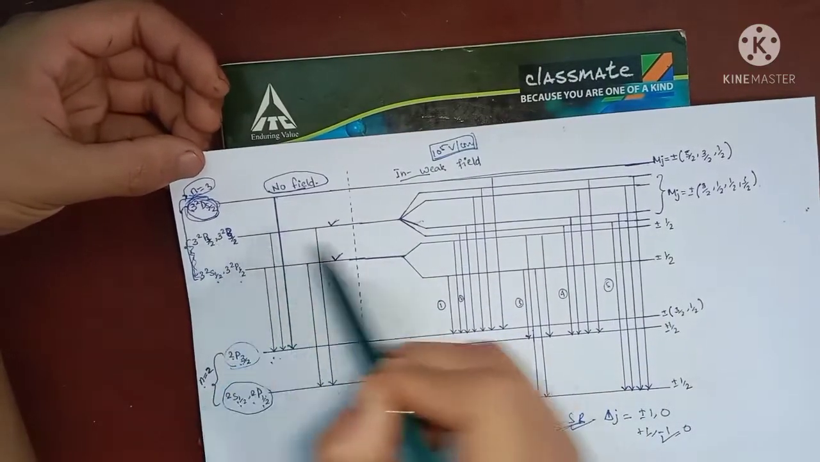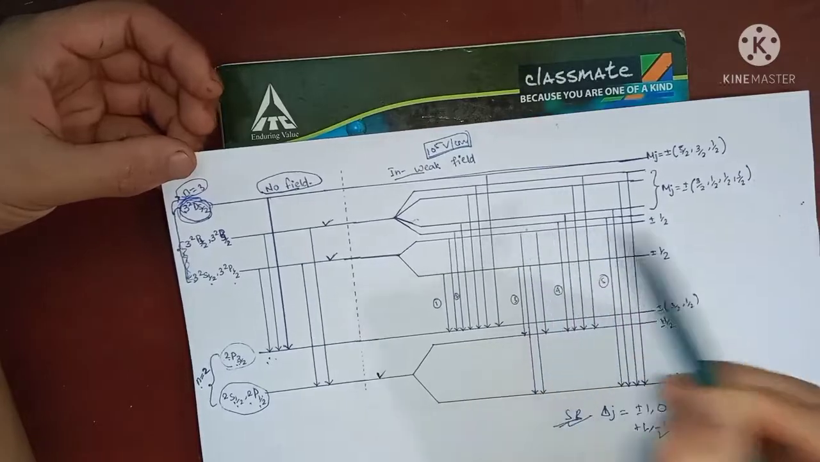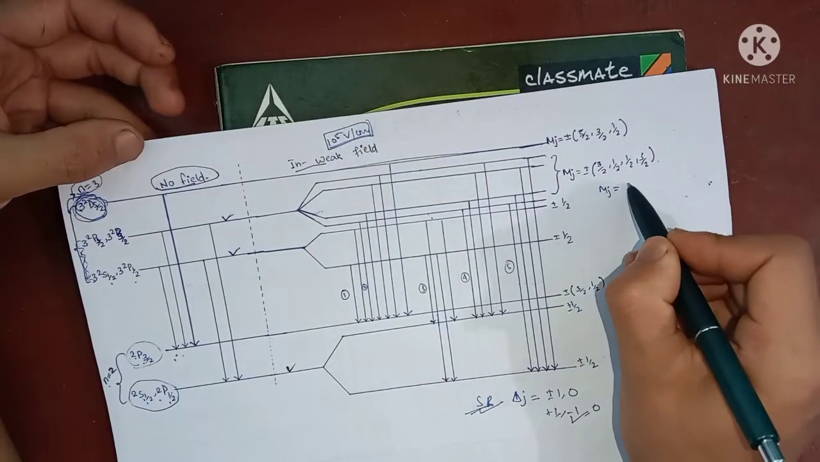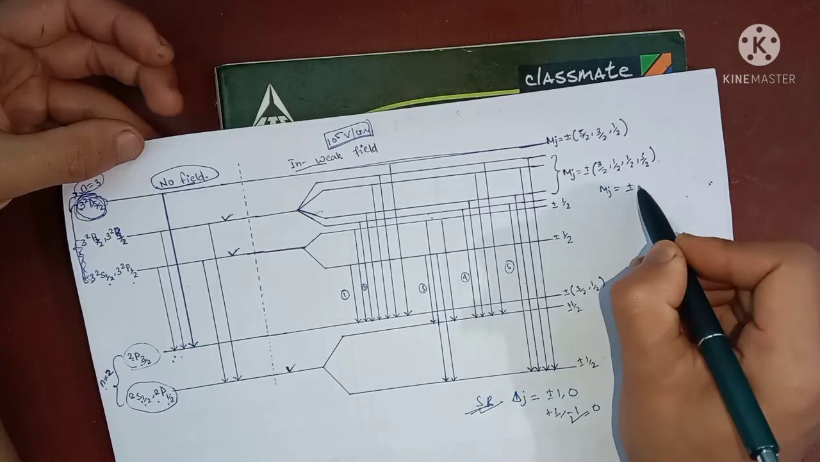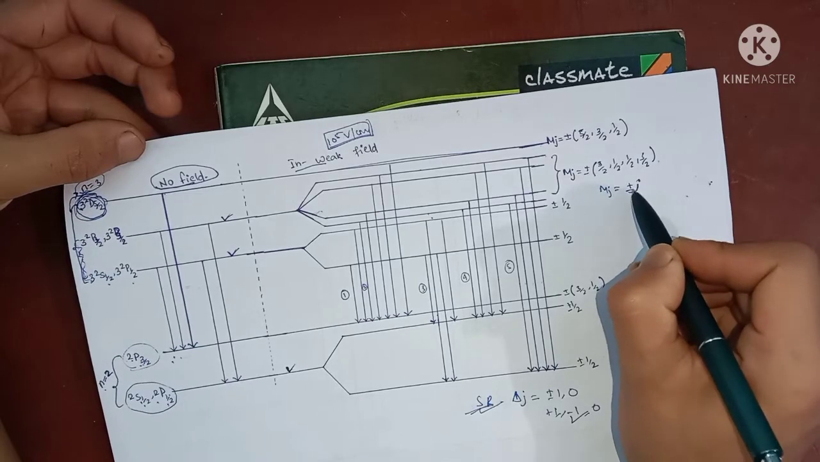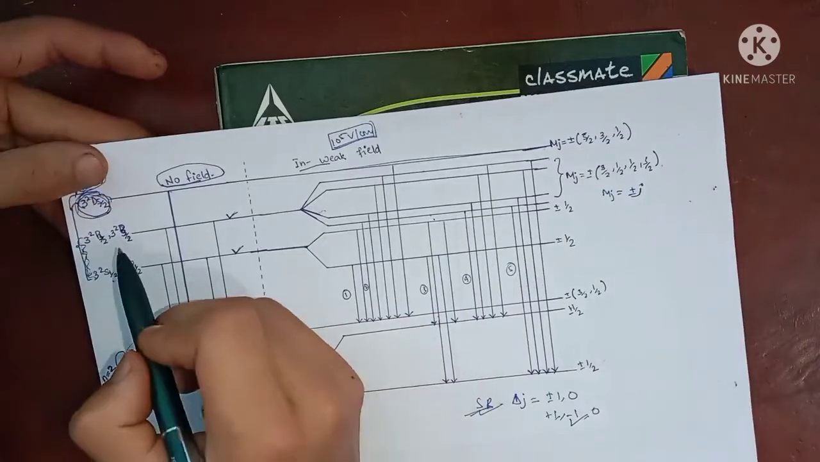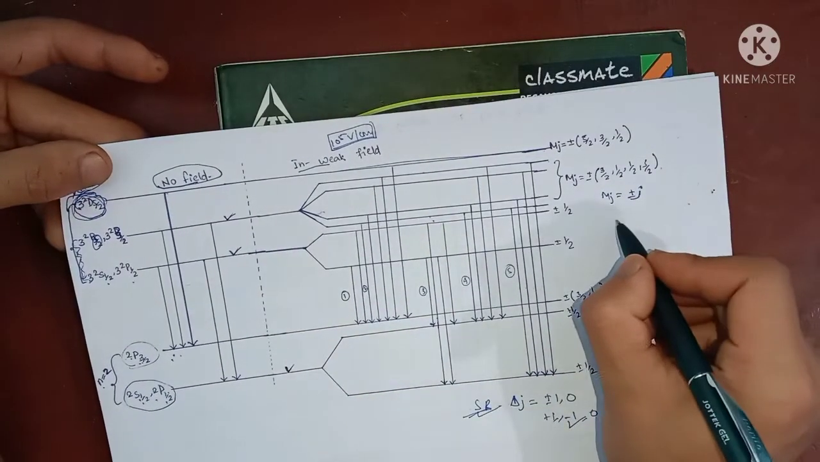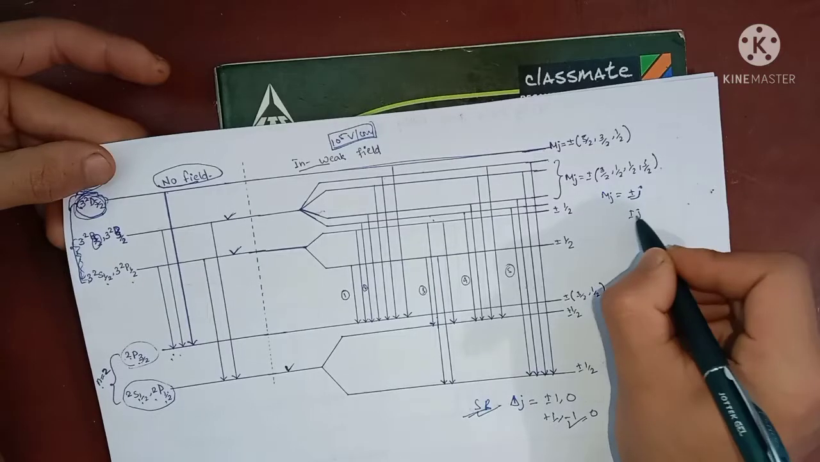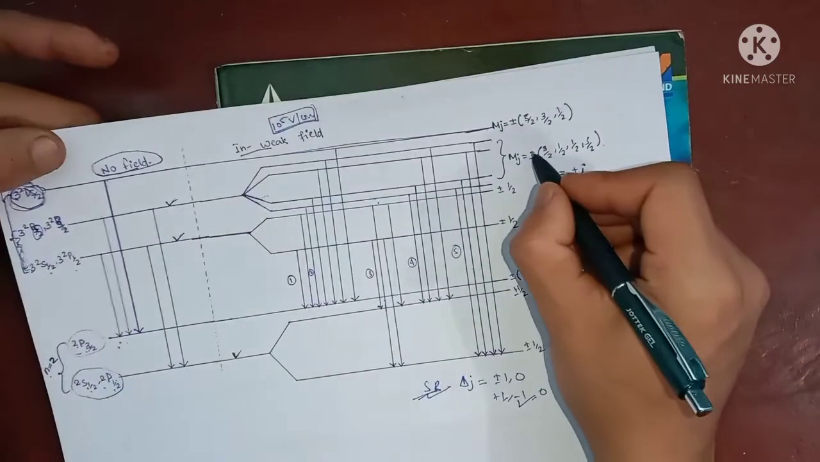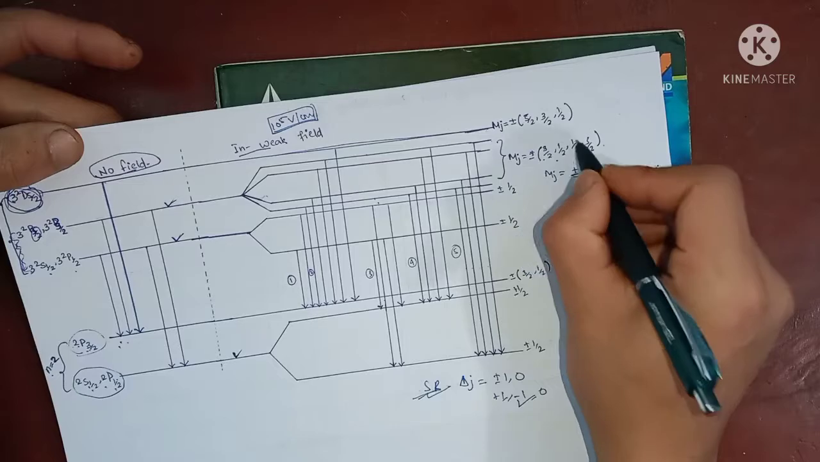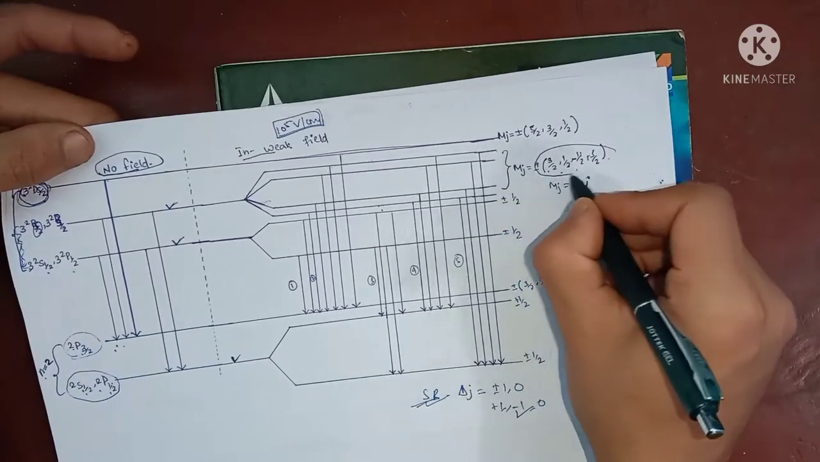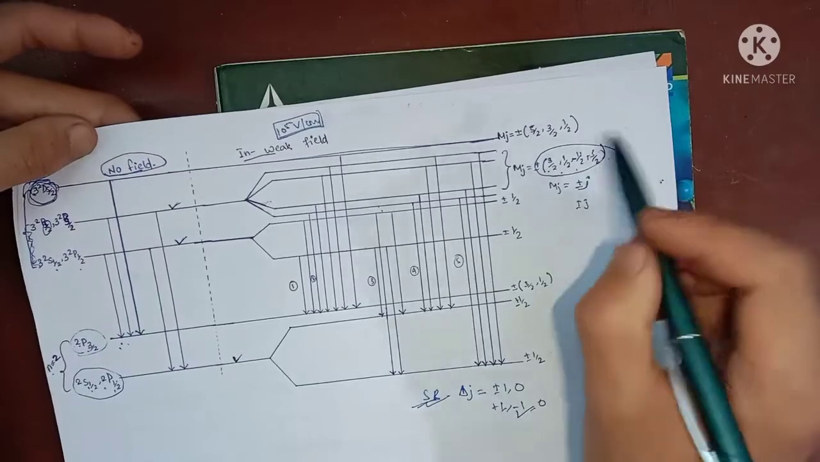It is split into 4 energy levels. That means the value of mj is equal to plus or minus j. That means the value of j is 3/2. So plus or minus j up to minus j, that means plus 3/2, plus 1/2, minus 1/2 and minus 3/2, from plus 3/2 to minus 3/2, and its energy levels are 4.